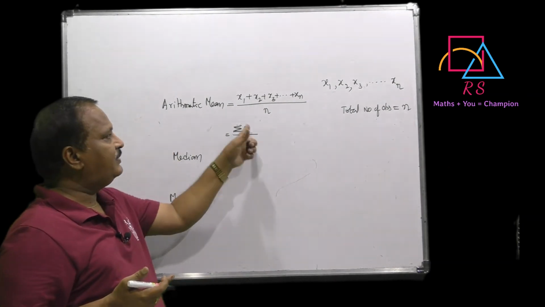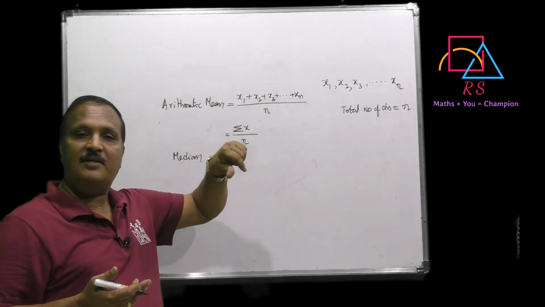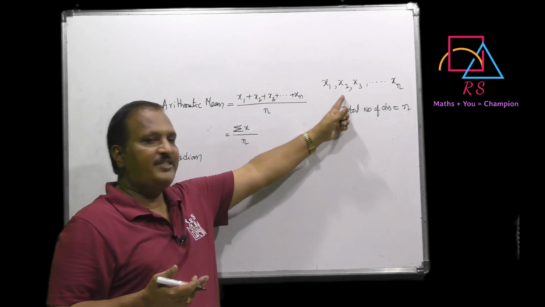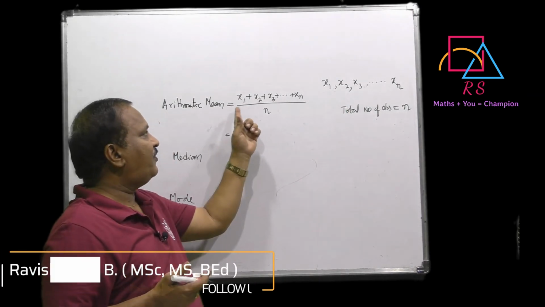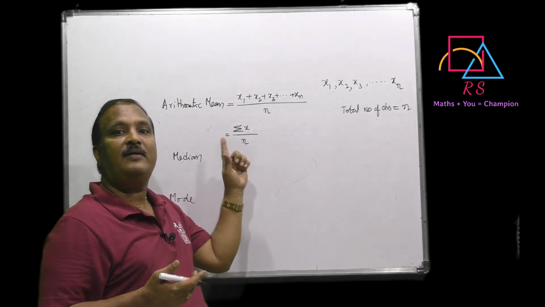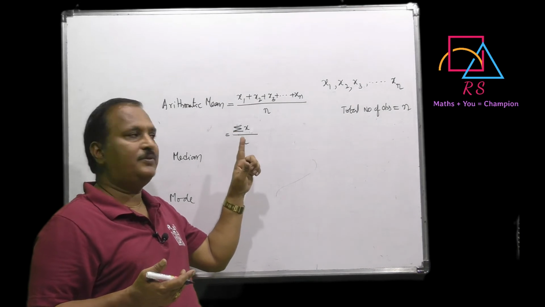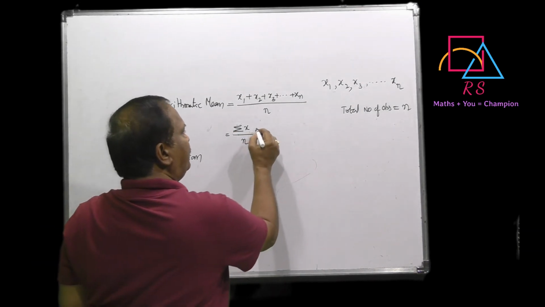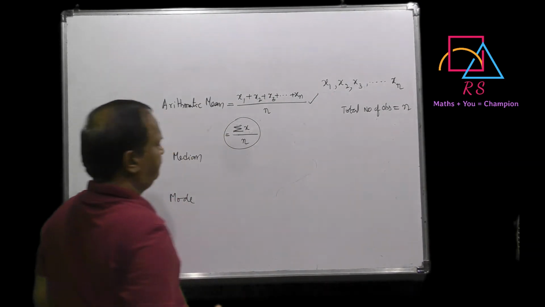So sigma x means sigma of all the variables. Variables are nothing but observations, items, scores. So sum of all variables divided by number of variables. So for sum we can use sigma also. Otherwise, if you are having problems, you don't use this, you can use only this.